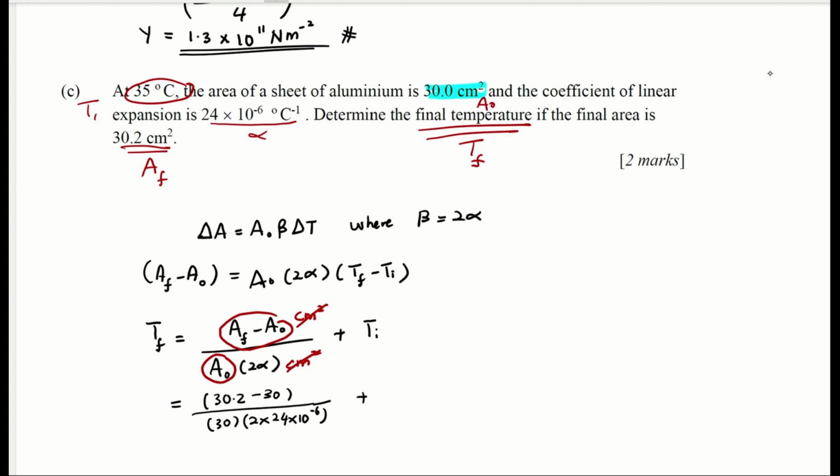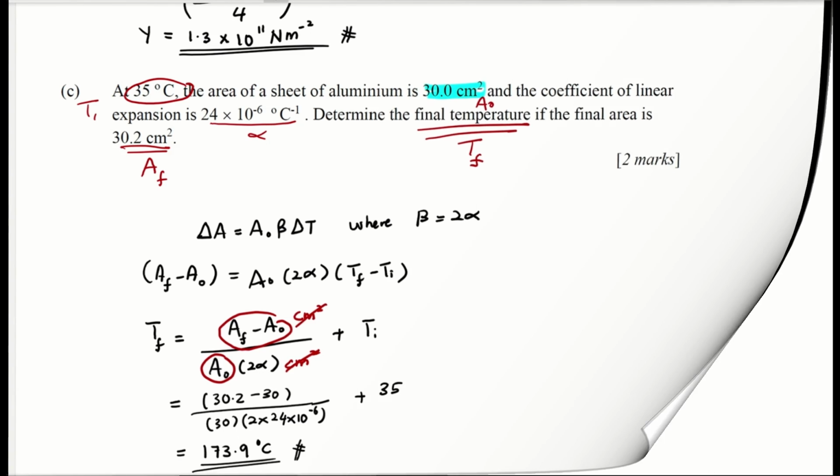And then plus T initial. So initial temperature, if you use degree Celsius, then T final here should be in degree Celsius, which is equal to 173.9 degrees Celsius. Okay. So this is the answer for question 7C. So let's proceed to the last question, which is question number 8.